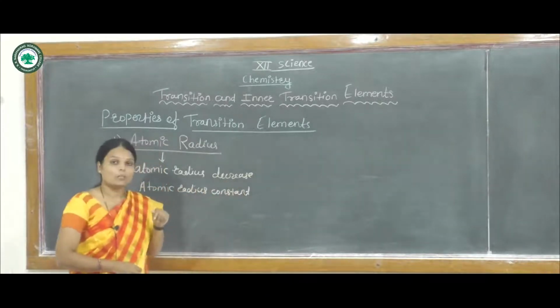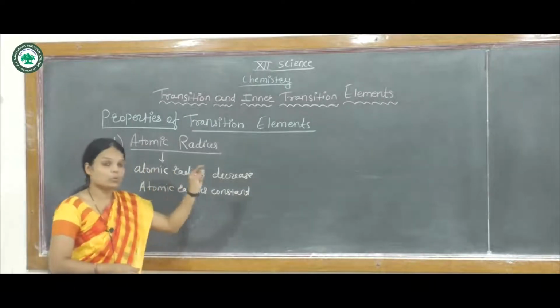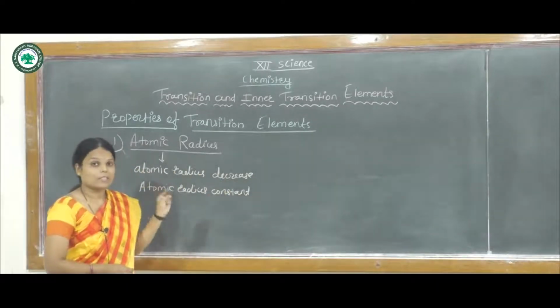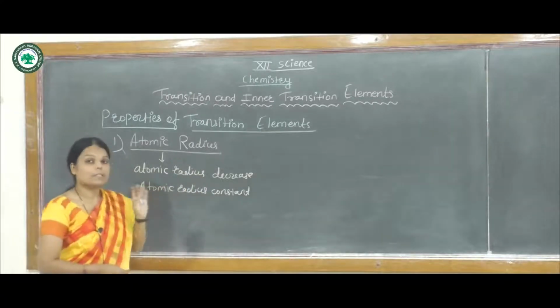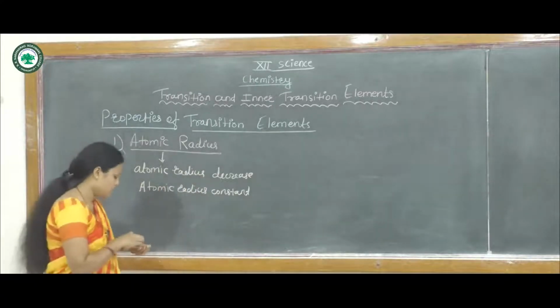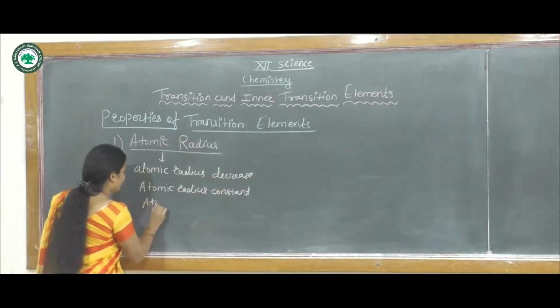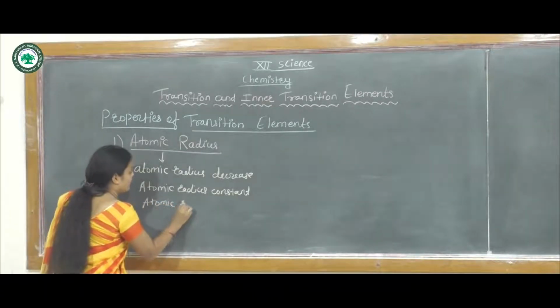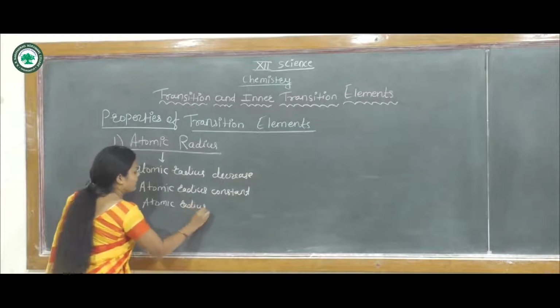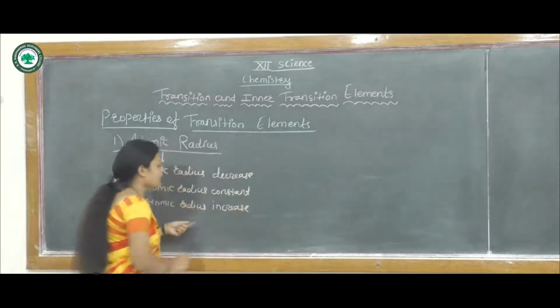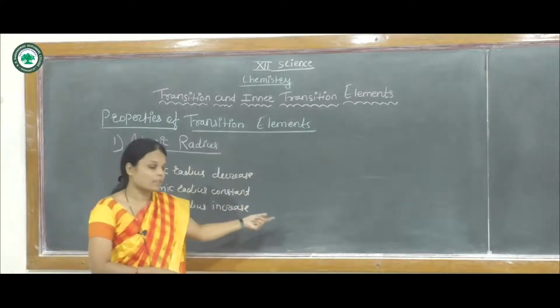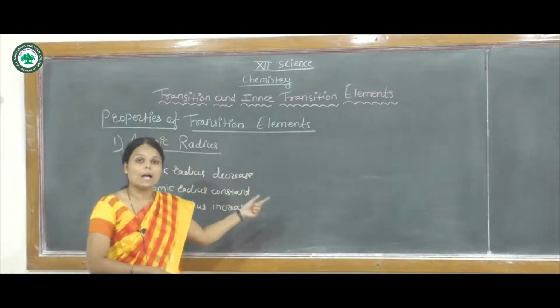Towards the end, from scandium to zinc, as we move from left to right in the transition elements, the atomic radius increases towards the end. Atomic radius increases, and the nuclear charge and atomic number also increase.